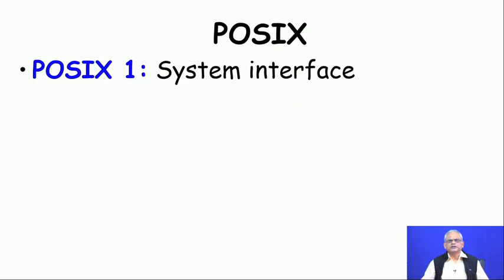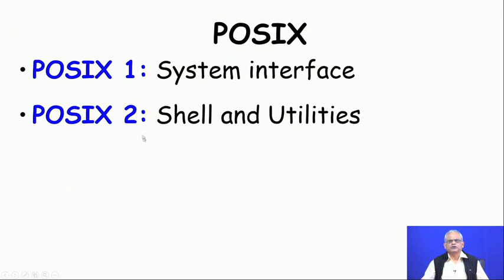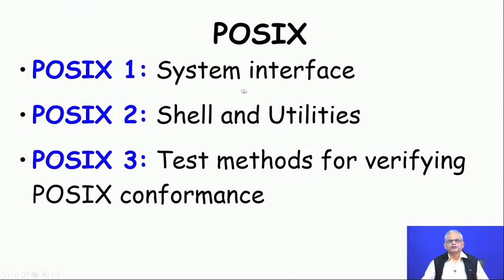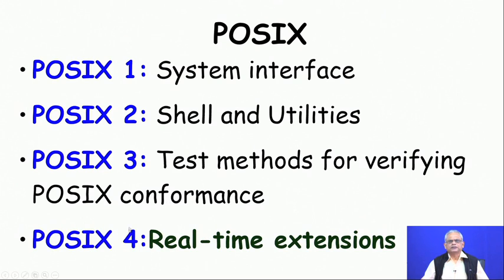If we look at POSIX, there are several volumes of documents. One is POSIX 1, which deals with the system interface, that is what are the system routines and what are their parameters and the semantics of what it does. POSIX 2 deals with the shells and the utilities. POSIX 3 covers how you can test whether an operating system is POSIX compliant, and the fourth document deals with real time extensions, the POSIX RT.